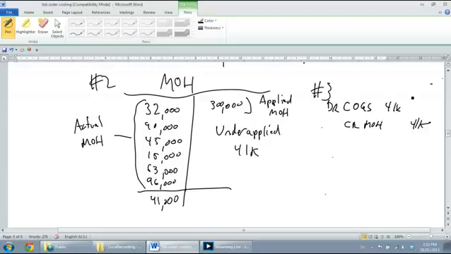Pretty easy. Now you might say, well, wait a minute. What if overhead was more on the credit side and less on the debit side? In other words, what if my actual was lower and my applied was higher? Well, then my overhead would be over applied, not under applied. And to fix it, I would debit my overhead and I would credit my cost of goods sold.